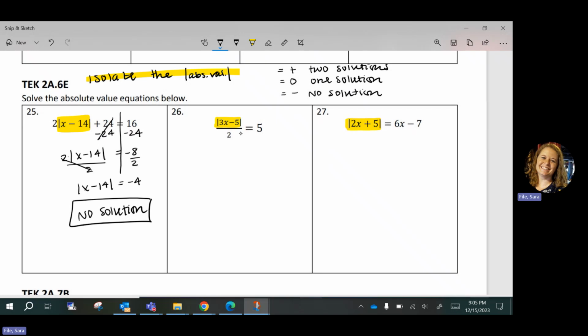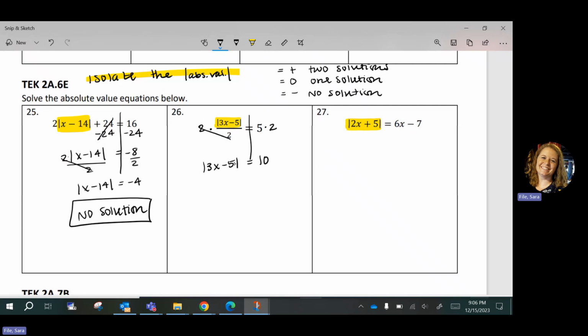Let's go ahead and solve number 26 algebraically. So we want to isolate the absolute value expression, so we're going to get rid of this divided by 2 with the opposite operation of multiplying by 2. Remember, what we do to one side, we do to the other. So that isolates our absolute value expression and leaves it equal to 10, which is a positive number. So I know there's going to be 2 solutions.